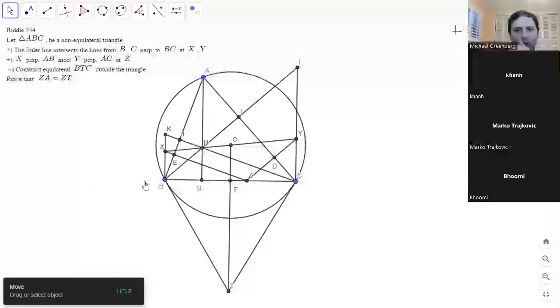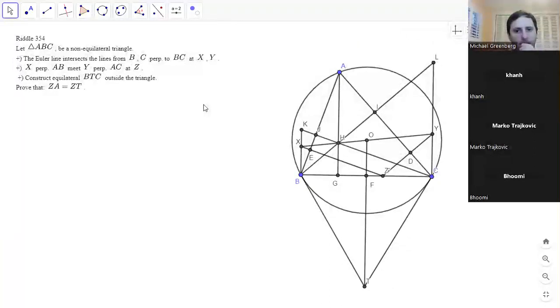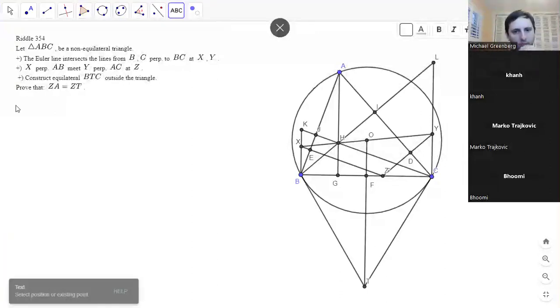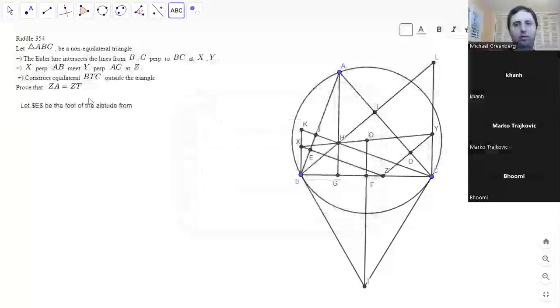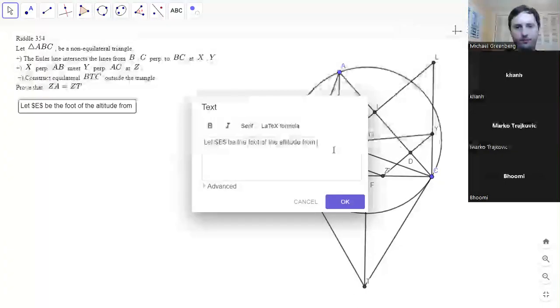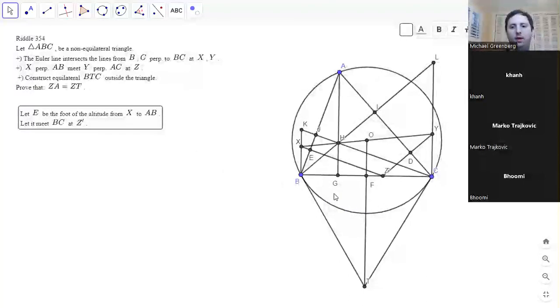Okay, so I'll just start out typing up that point of the proof for everyone who's watching. So let E be the foot of the altitude from X to AB. Let it meet BC at Z prime. Then we have BZ prime over Z prime C is BE over EJ.